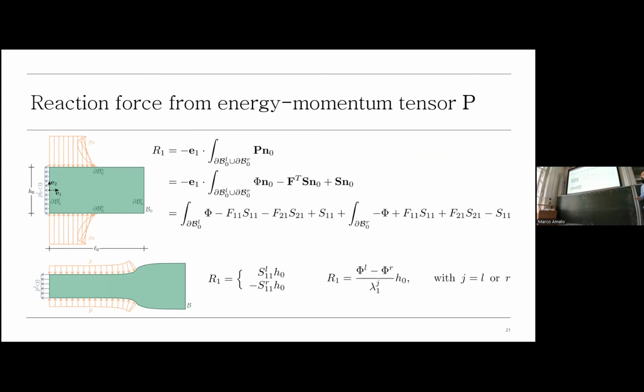The R1 is evaluated in the left minus the right edges over the horizontal stretch performed on the constraint fiber times the undeformed height of the solid. So what this equation is communicating to us is that R1 is a function of only the first and the last fiber, nothing else.